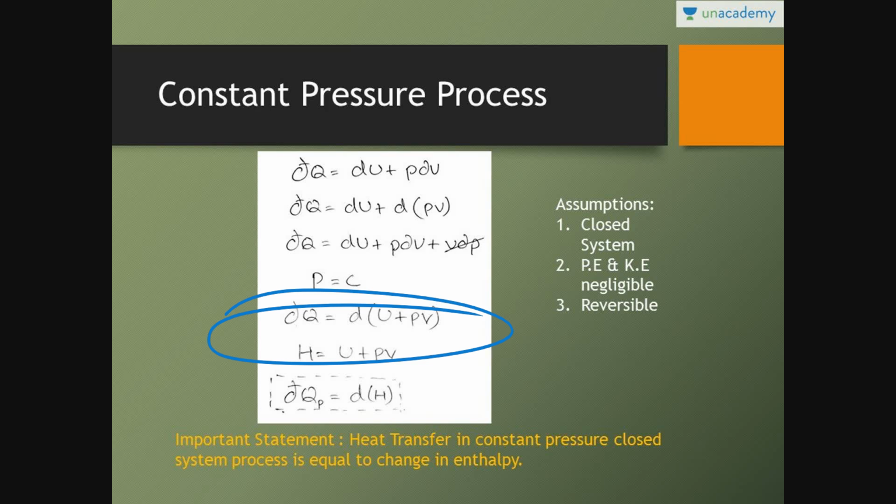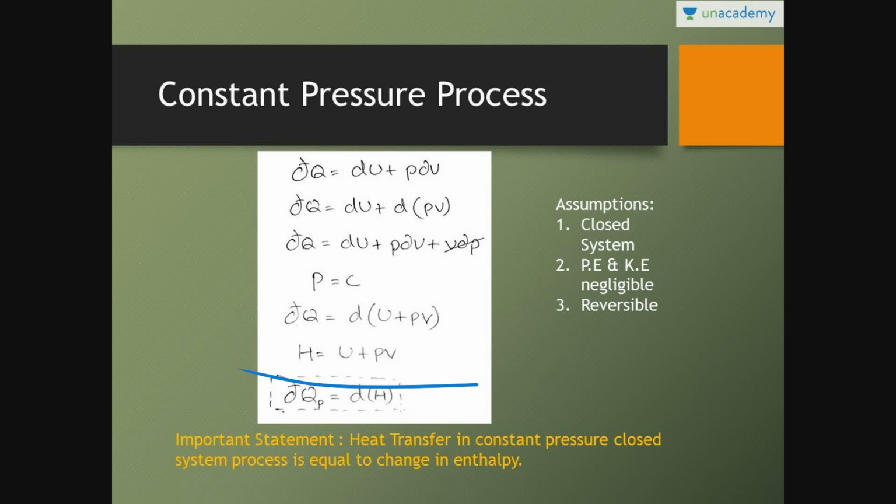It will come out to this, and we know that enthalpy is equal to U plus PV. That means dq is equal to dH. Whenever heat is transferred in a constant pressure process, it will be equal to the change in enthalpy. For a constant volume process, it will be equal to the change in internal energy. For a constant pressure process, it will be equal to the change in enthalpy.